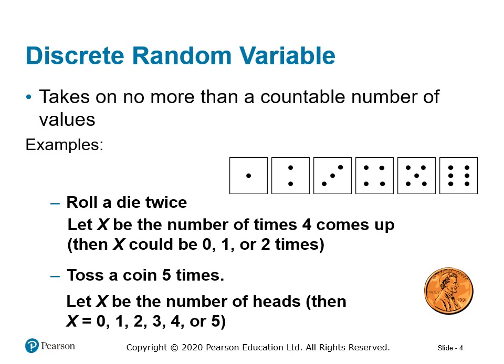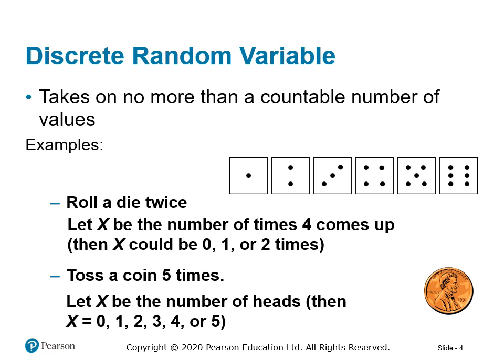We're going to start with discrete random variables. We'll talk about continuous random variables in Chapter 5. Discrete random variables take on no more than a countable number of values. For instance, we have two examples here.